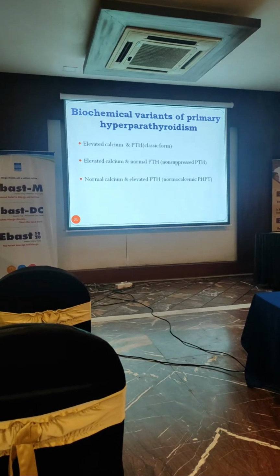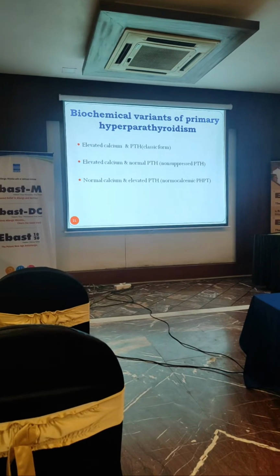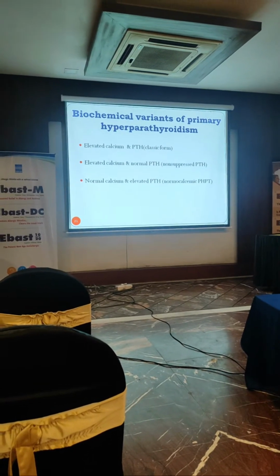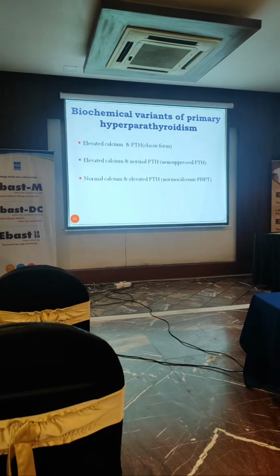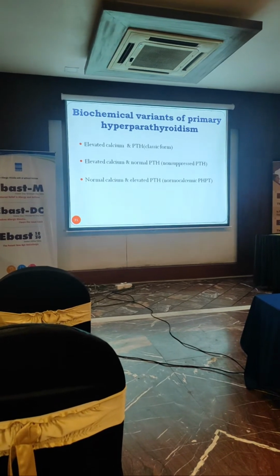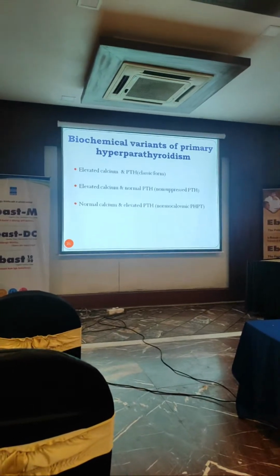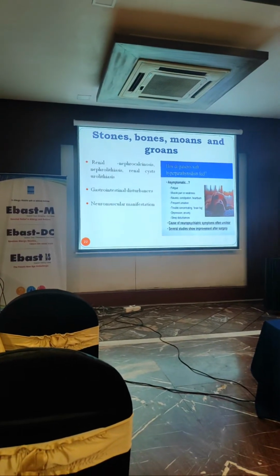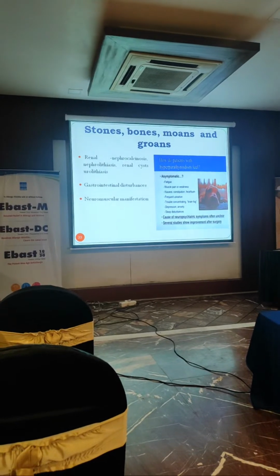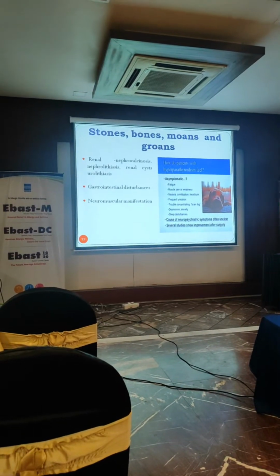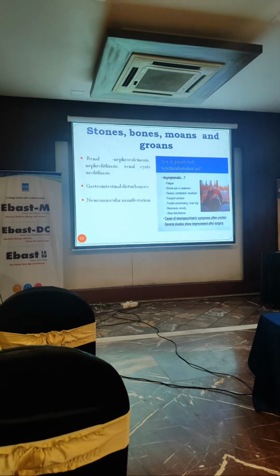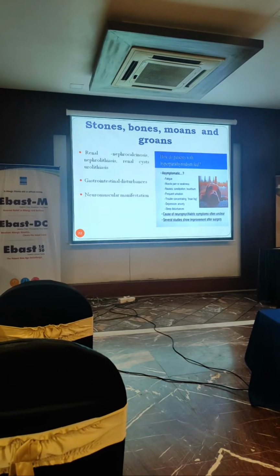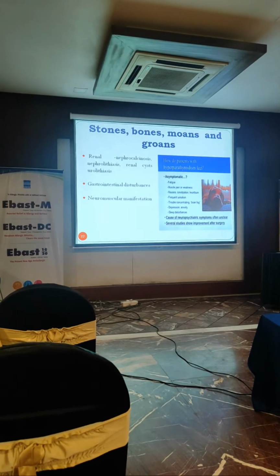So there are various biochemical variants of primary hyperparathyroidism. The classic form: elevated calcium, elevated PTH. Non-suppressed PTH condition, where you have elevated calcium but normal PTH. And normocalcemic primary hyperparathyroidism, where you have normal calcium and elevated PTH. The classical description of primary hyperparathyroidism we know is of stones, bones, moans, and groans. That is kidney stones, bony pains, psychic moans, and abdominal groans.